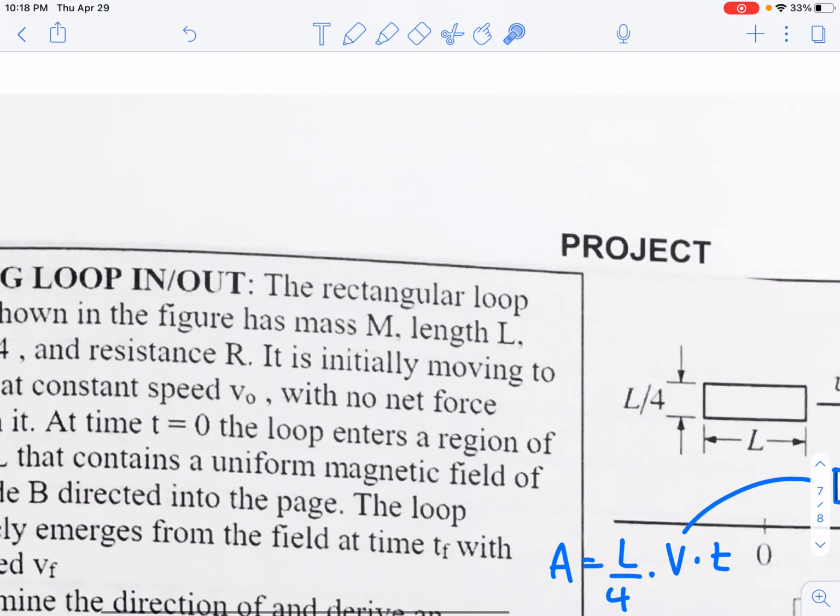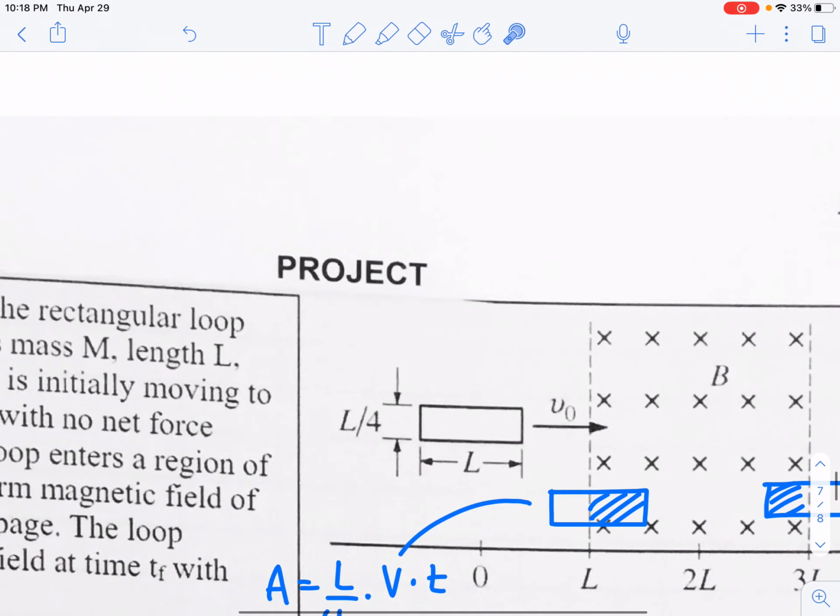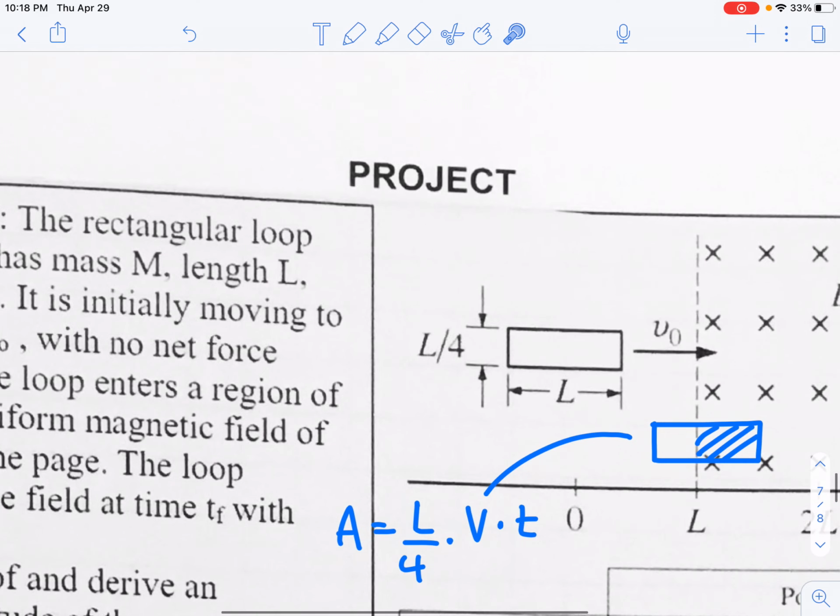So our first task is determine the direction and derive an expression for the magnitude of current as the right edge enters the loop. Okay, so I drew a little, I put this down just so it wouldn't clutter up the diagram up there, but this is the loop entering. The shaded area is what has magnetic flux, and if you wanted to find the area of that, it's clearly not the entire area. The area of just this portion here would be the width of that portion times the height. The height is L over 4.